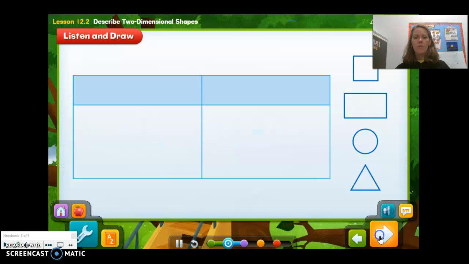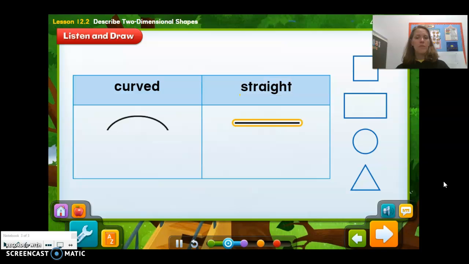Alright, next one. These 4 shapes can be sorted into 2 groups. One group has shapes that are curved. How can you describe a curved side? A curved side is rounded. The other group has shapes with straight sides. How can you describe a straight side? A straight side is not rounded. Now let's sort the shapes into the correct group, curved or straight. Start with the square. Does the square have curved sides or straight sides? It has straight sides, so drag the square to the straight column, then click check.